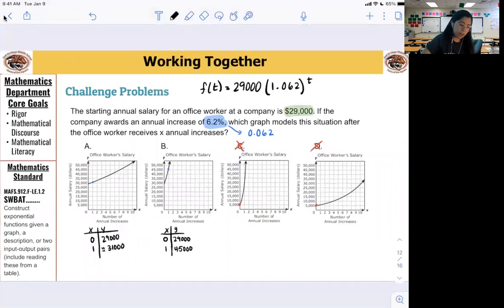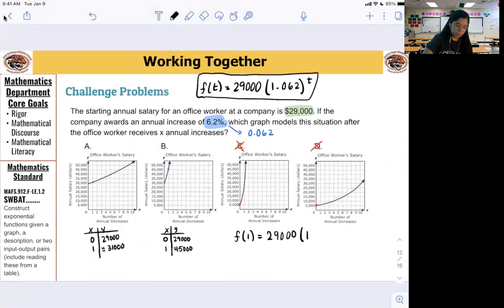Now we're going to match it to the correct graph, because we already know how to write the function, so we know that this is true. This is where you can now plug in a number. So let's plug in a 1, see what we're supposed to get, and then see which of those answer choices matches. Anything to the power of 1, does it change the value of that number? No. So we're just going to multiply. Calculators out. What is 29,000 times 1.062?